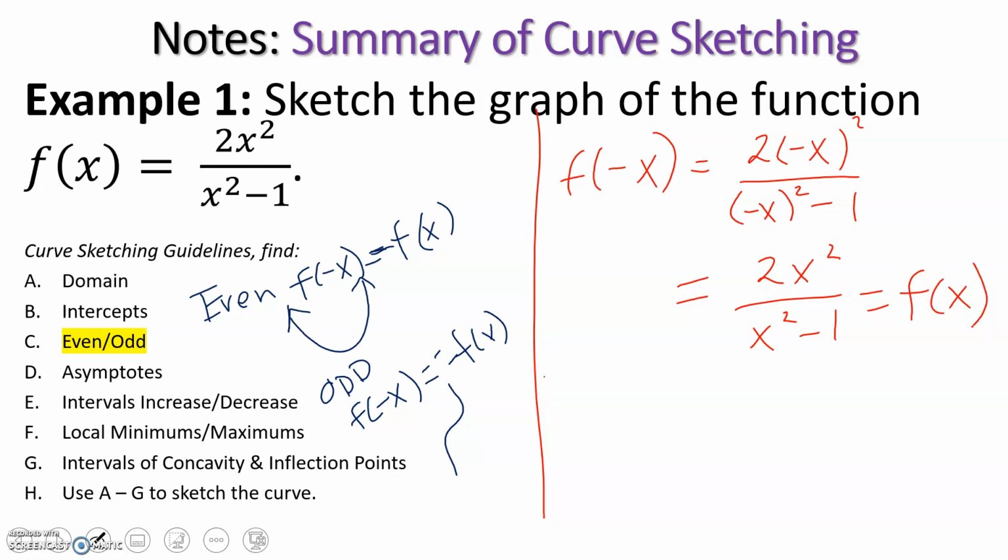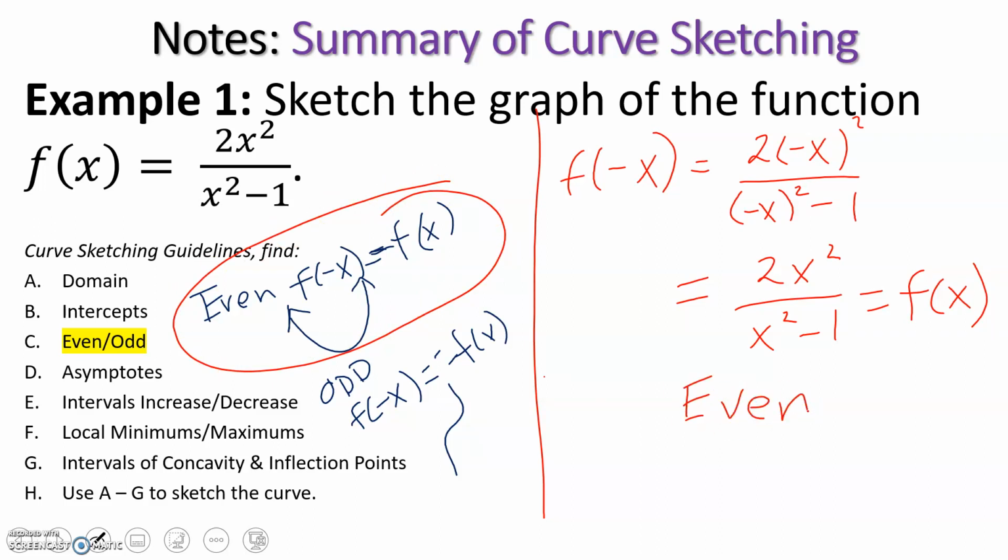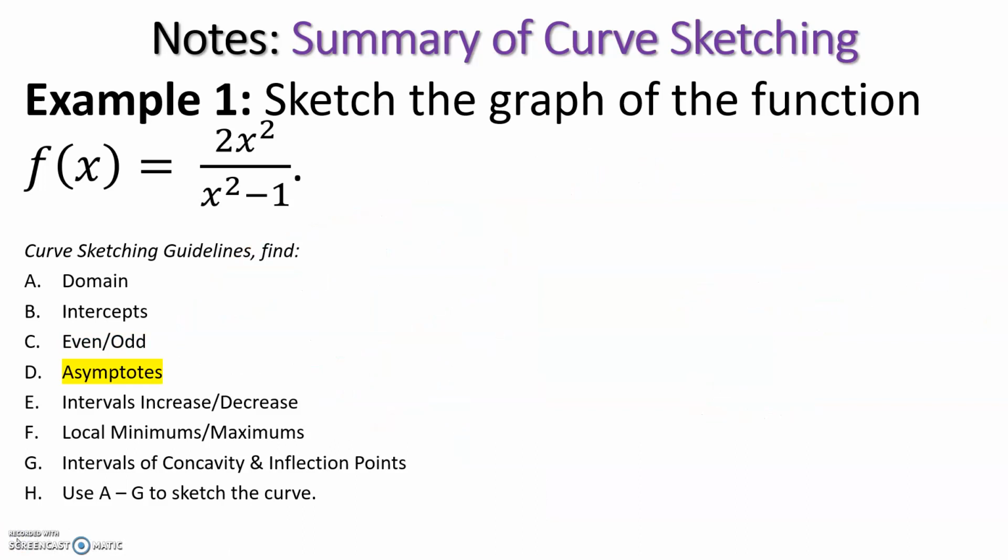So we can see that f of negative x is the same as f of x, meaning our function is even, meaning when we draw it, it is symmetrical about the y-axis. So it's mirrored, and that's helpful in getting our sketch. Okay, now we're going to look at asymptotes.